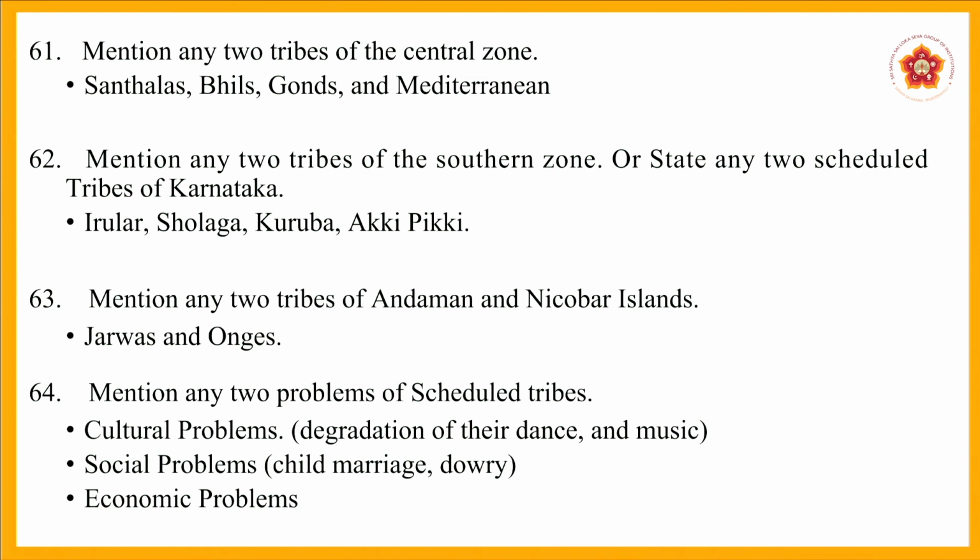Mention any 2 tribes of central zone. So, again you have to mention any 2 tribes: Santhals, Bhils, Gonds. Mention any 2 tribes of the southern zone or state any 2 scheduled tribes of Karnataka. So, here we can see Erular, Sholaga, Kurumba or Akkipiki.